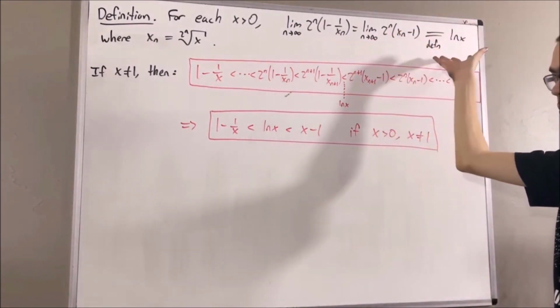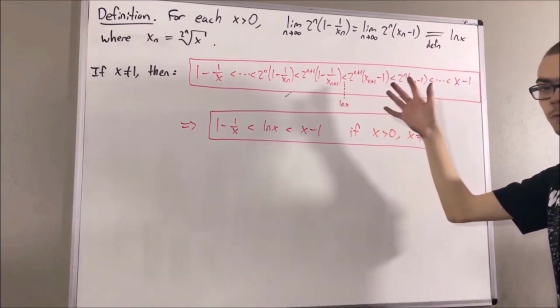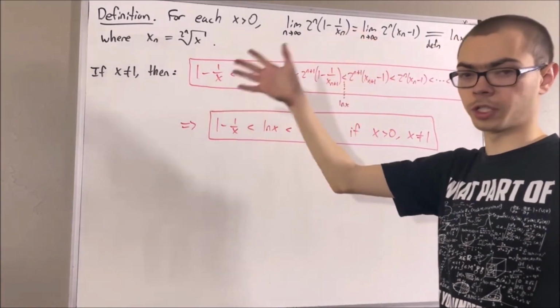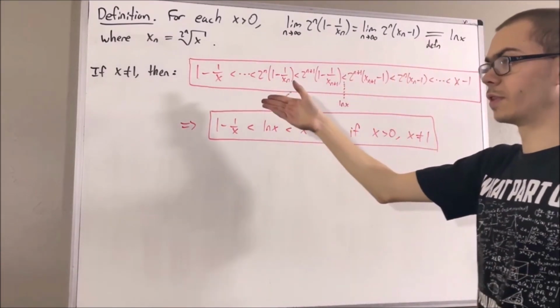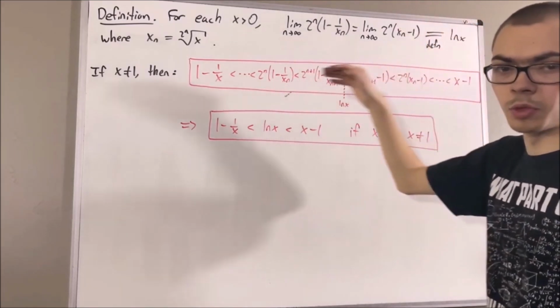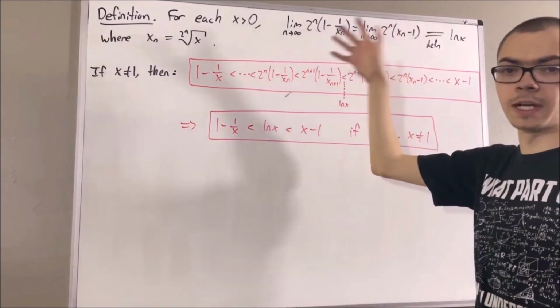And from here, you can actually prove the natural log of x times y is equal to natural log of x plus natural log of y. You can prove that the natural logarithm function is strictly increasing. You can prove it's continuous. You can prove that the limit as x approaches infinity is equal to infinity, and the limit as x approaches 0 is equal to negative infinity. You could prove that the natural logarithm function is onto.